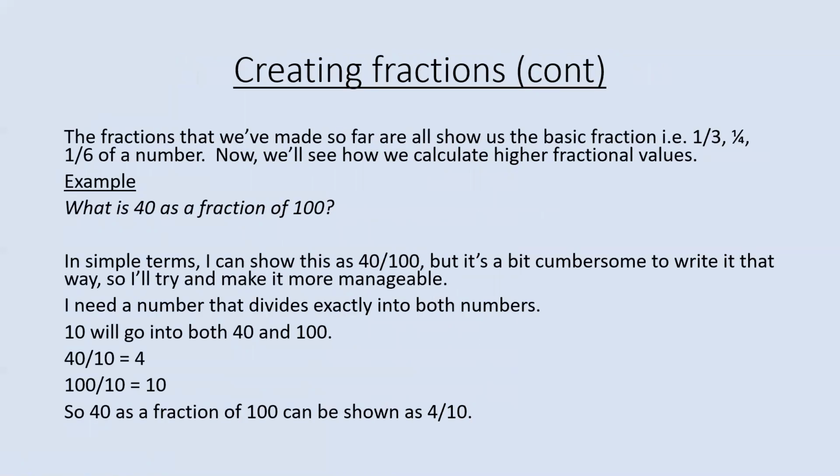So the fractions that we've made so far all show us the basic fractional value, the lowest fractional value, 1/3, 1/4, 1/6 of a number, and so on. So now we'll see how we can calculate higher fractional values. So here's a question. What is 40 as a fraction of 100? Now, in simple terms, I could show that fraction as simply 40 over 100, 40 100ths. But it's a bit cumbersome to write it that way. So I'm going to try and make it a bit more manageable.